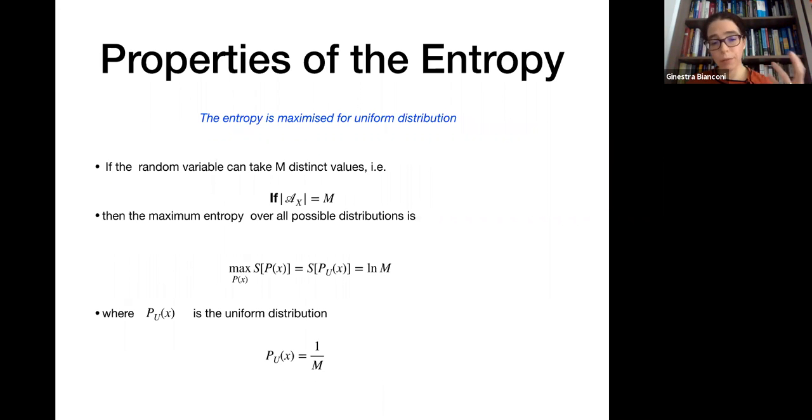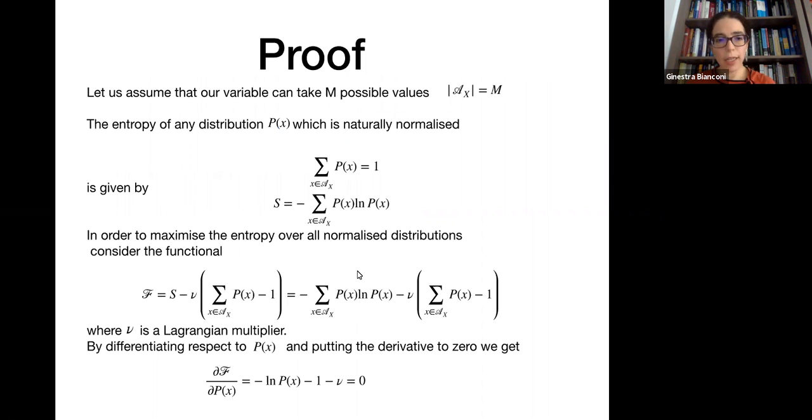Another property, and really in order to know what this number, the entropy, really means, we can look also at another important property of the entropy: the entropy is maximized for a uniform distribution. And for a uniform distribution, the entropy is just the logarithm of the number of possible outcomes. So if the number of possible outcomes is m, the entropy is maximized for a uniform distribution, and it will take value logarithm of m. So let's prove this result.